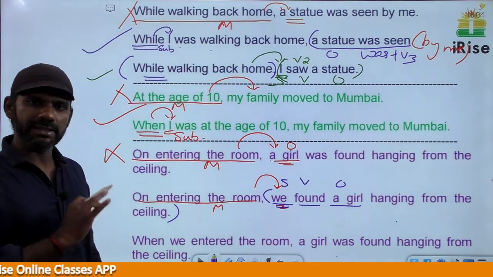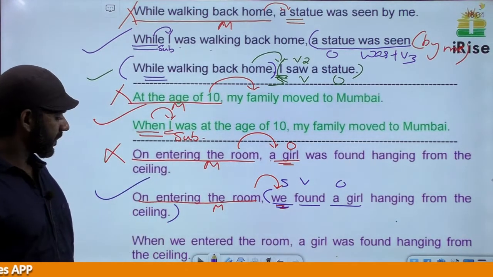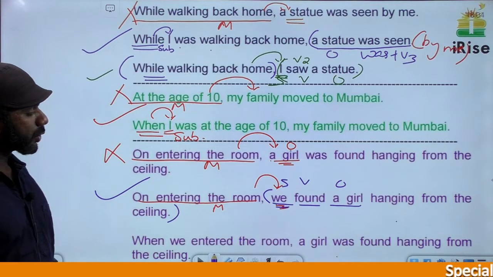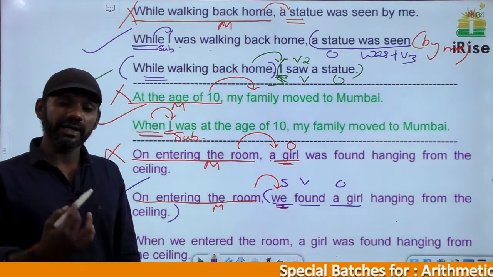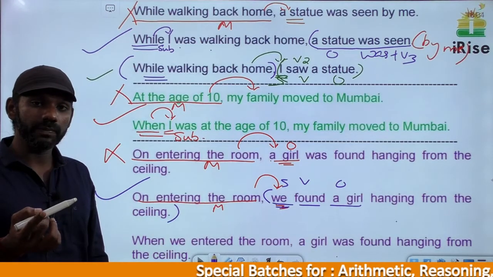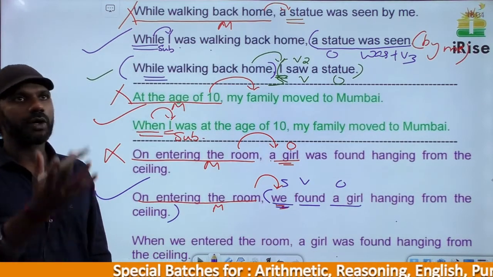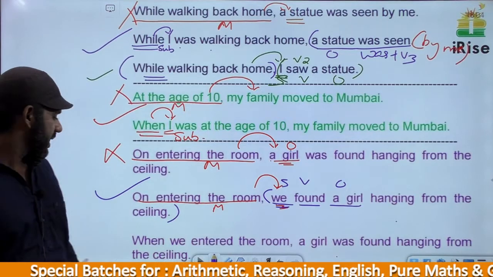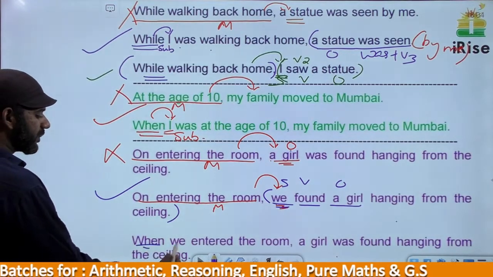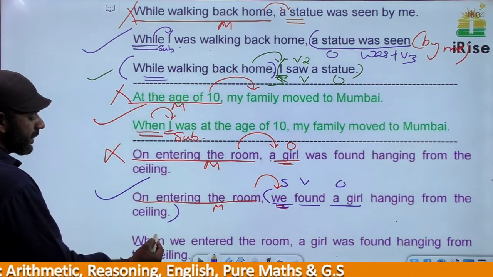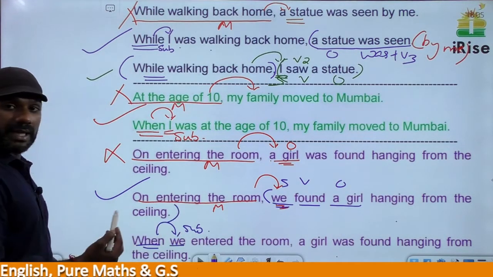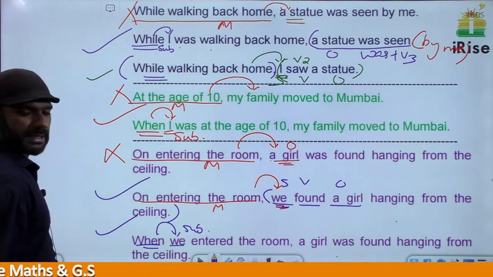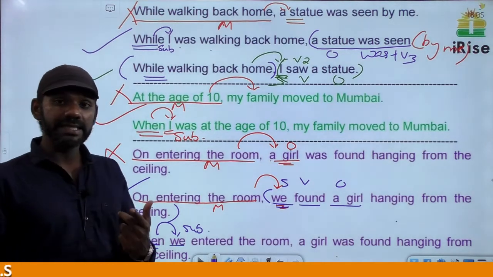It makes sense. It is grammatically correct. Come to the next one. When we entered the room, a girl was found hanging from the ceiling. When we entered the room means who entered the room? We entered the room and we saw a girl hanging from the ceiling. That's the meaning. When is an adverbial modifier, and immediately after when we have the subject we, except with adverb modifiers, grammatically correct. When we were entering the room is wrong.